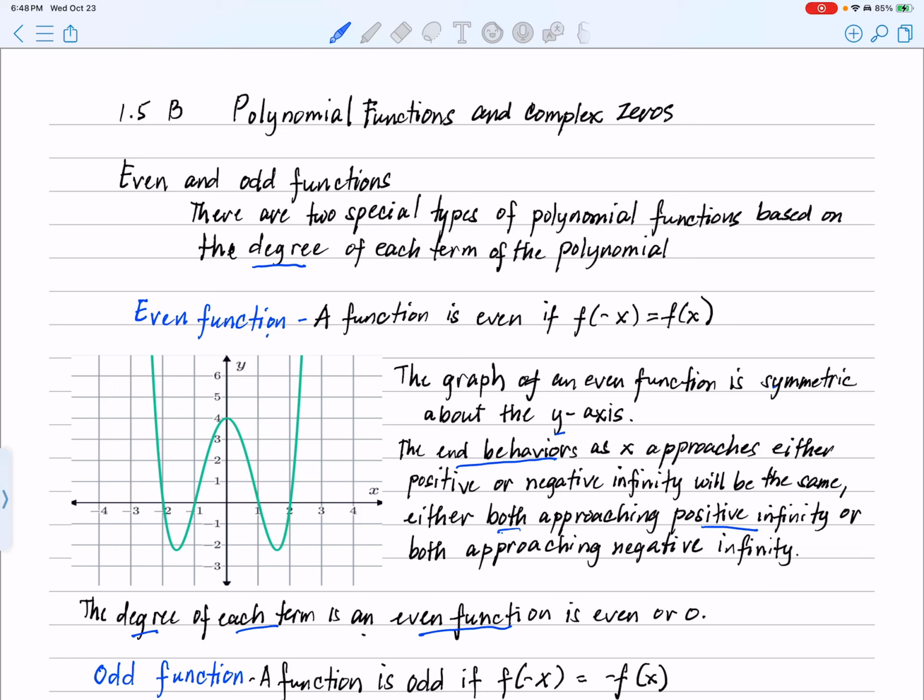Welcome to Matematika. Today we're going to do 1.5b, polynomial functions and complex zeros. We'll start with even and odd functions.